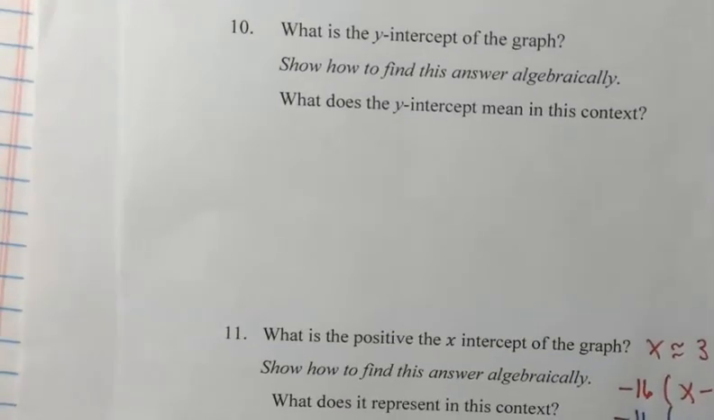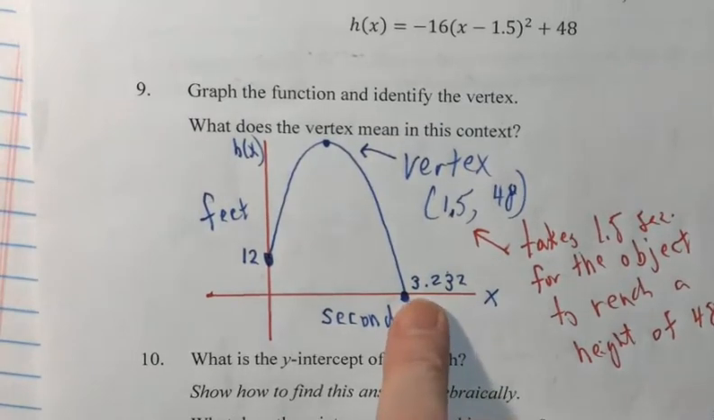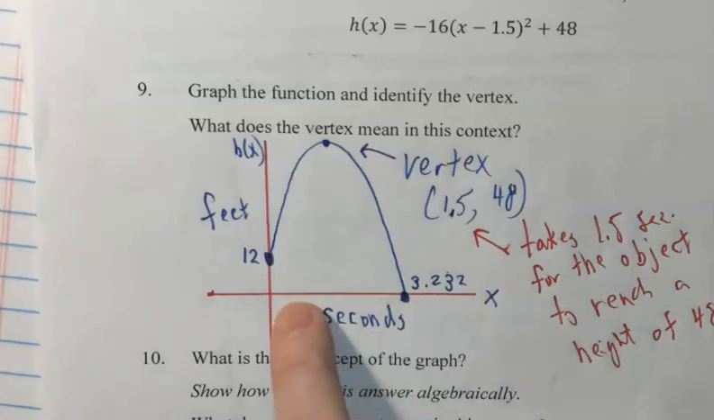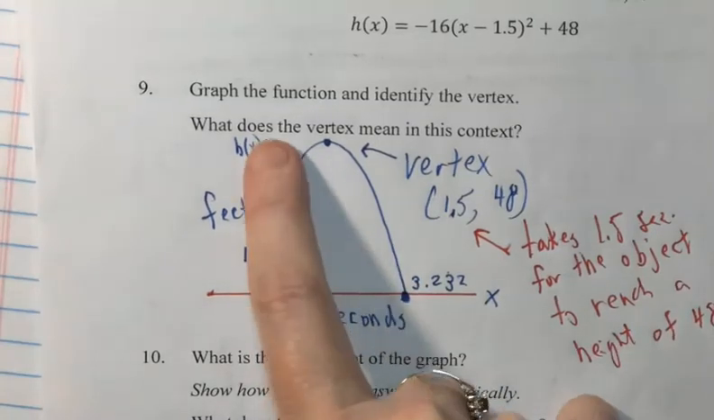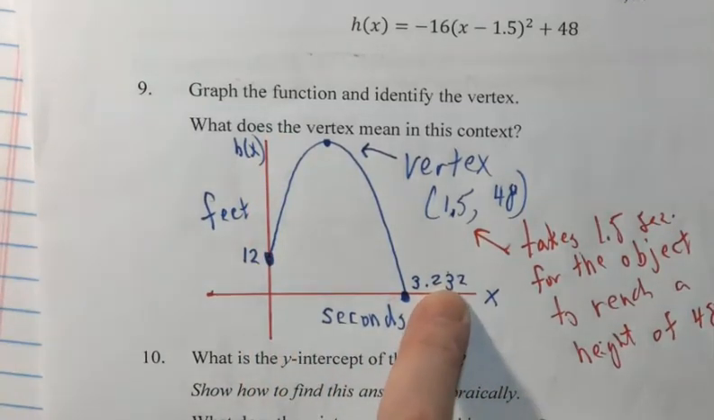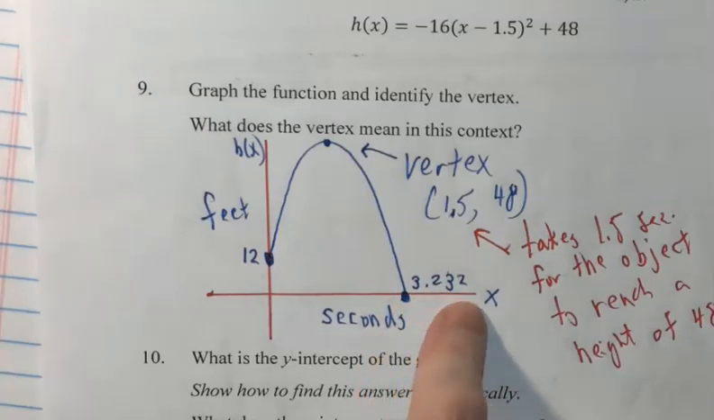All right, the last step is to say what it means in this context. Well, if you'll go back to the graph, I think this will help. In the graph, notice this represents the number of seconds. So this is 3.232 seconds. And the height, well, the height is 0 because if you think about it, your y-coordinate on this axis is 0. So that means this object will reach the ground in approximately 3.232 seconds.